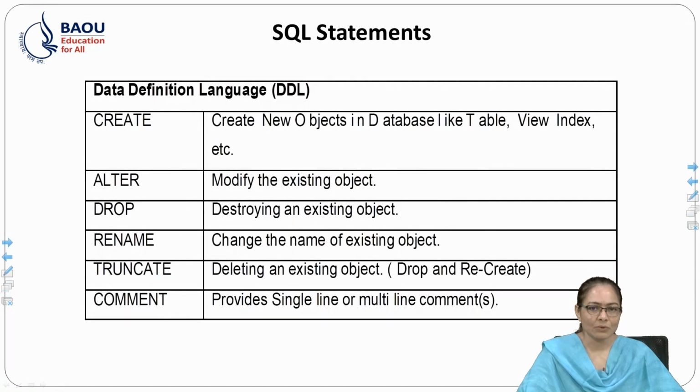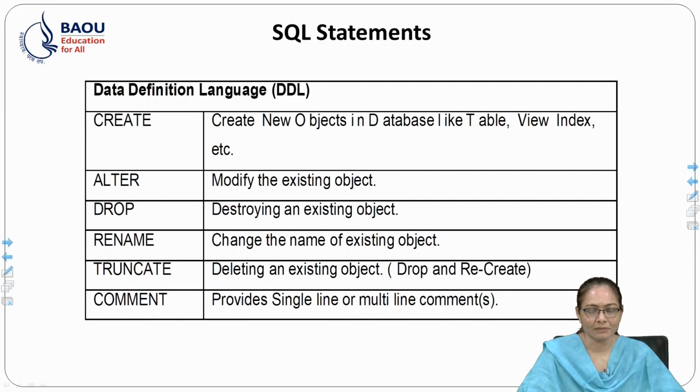The SQL statement includes the schema creation and modification and data access control: select, insert, update and delete the records. The SQL statements are divided into different categories like DDL, DML, DCL, etc. First we see which are the DDL commands. DDL means data definition language. It is used to create and modify the structure of the object in the database. It includes the structure related commands.